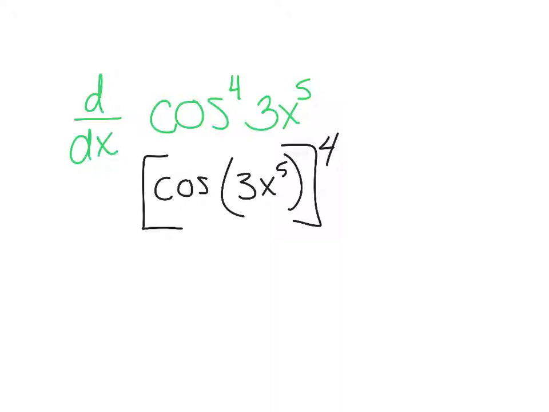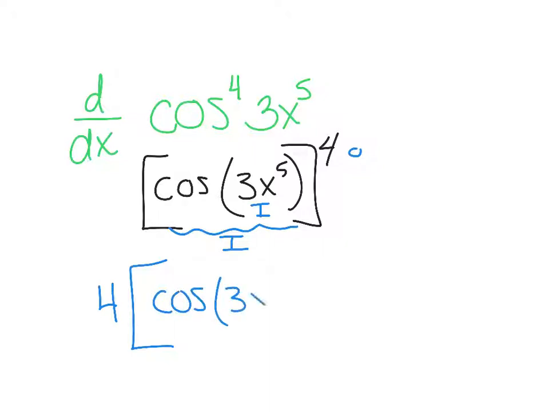Okay, so I'm going to identify my inside. There's an inside. And then this is also the next inside. And this 4 is hopefully clearly on the outside. So I'm going to start by taking the derivative of the outside, which happens to be a power. So I'm going to apply the power rule, which says bring down the 4, leave the inside. Now I have to subtract 1, so this is now going to be to the 3rd power.